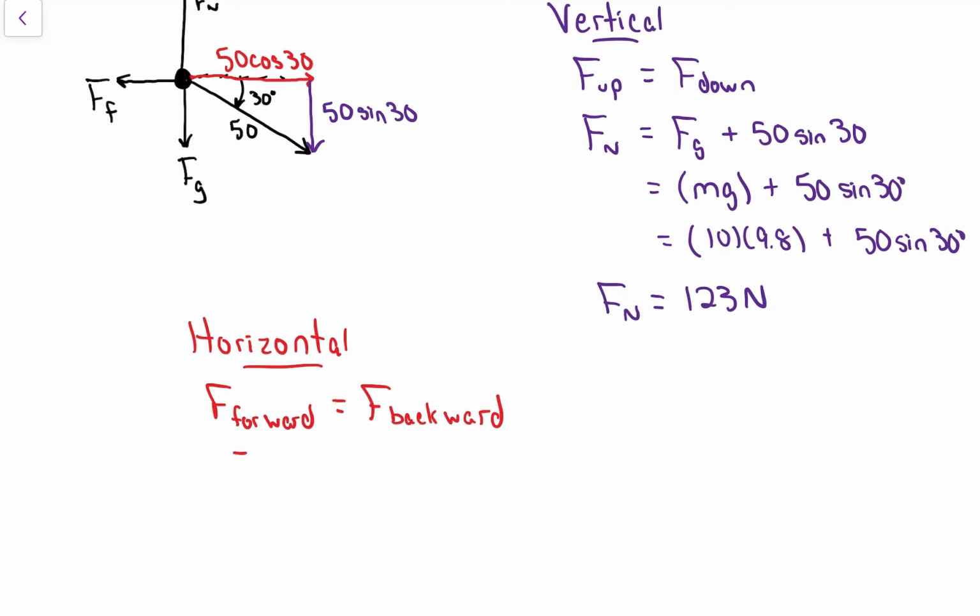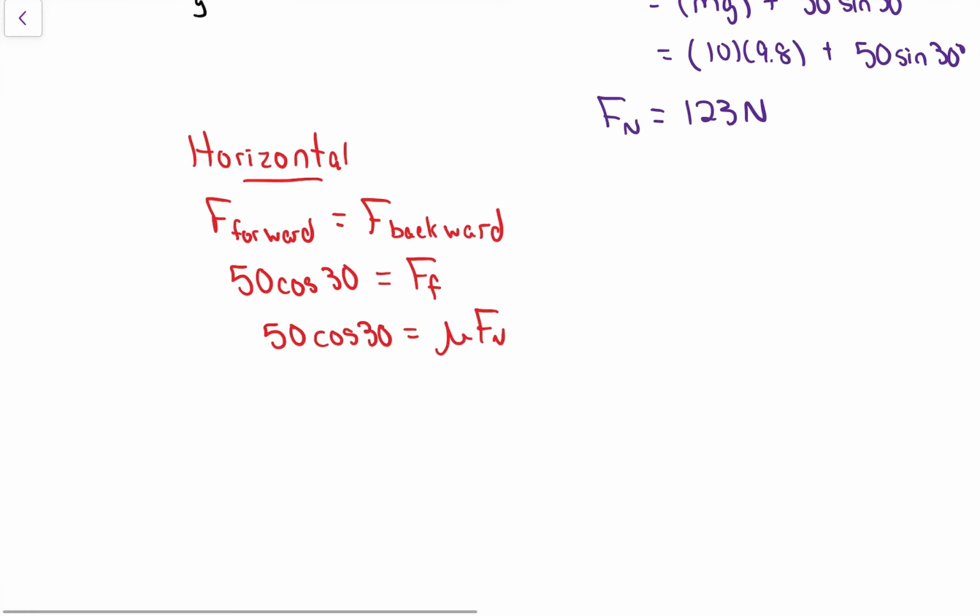The forward force is that component of the applied force, 50 cosine of 30. The backward force is the force of friction. 50 cos 30, I can crank that out to a number, or I could sub in. F friction is the same as mu times Fn. Calculator work, this is the way I did it when I practiced, so this is the way I'm going to do it in our little video.